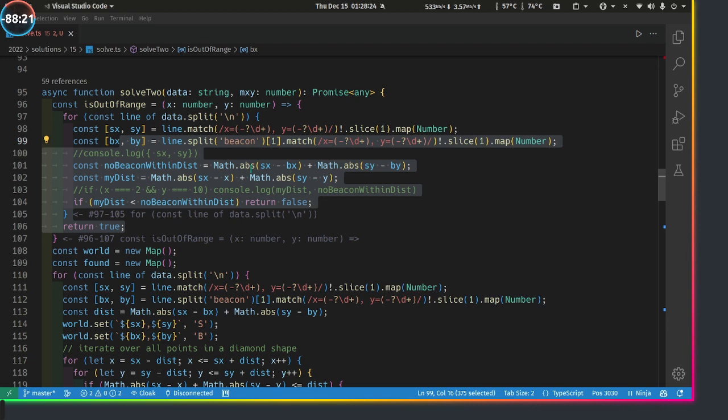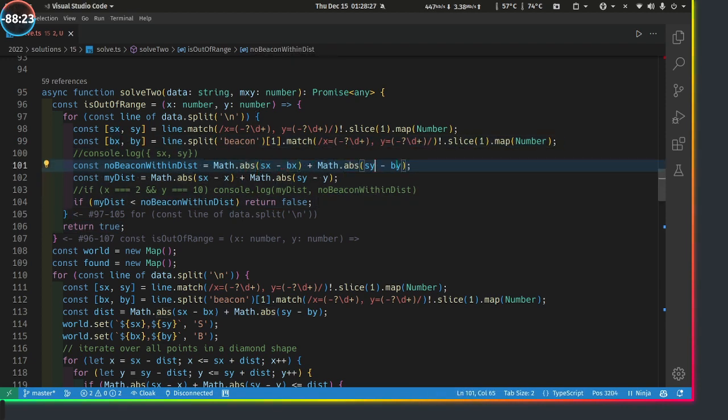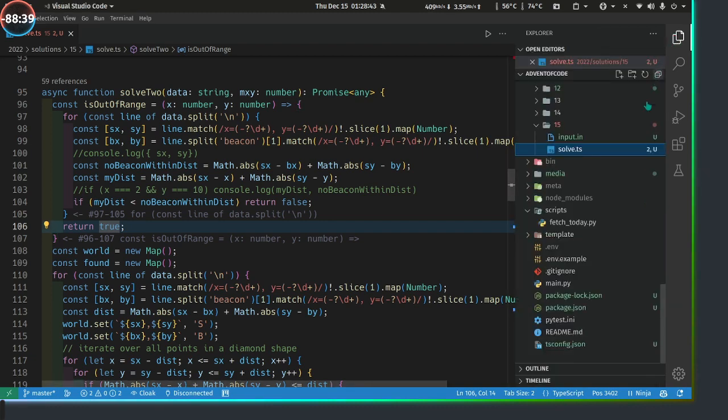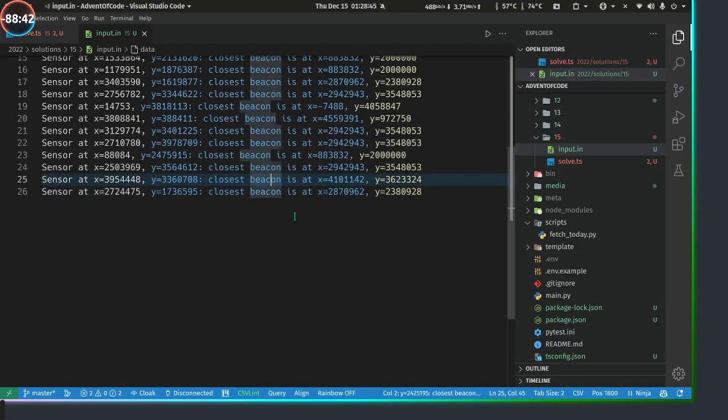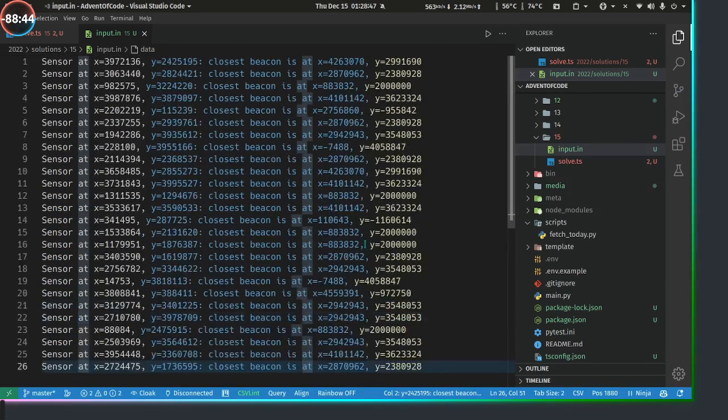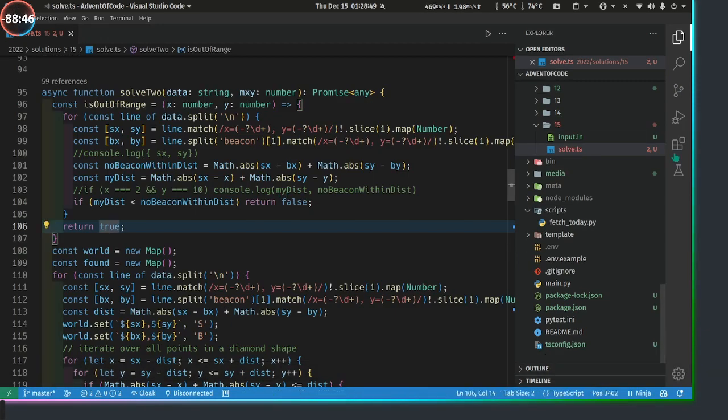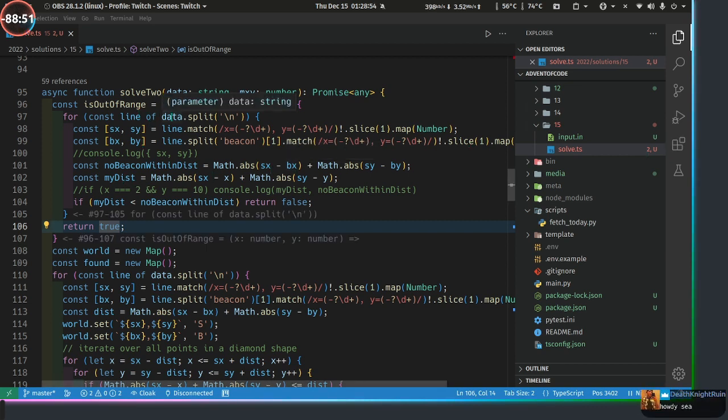Okay, so this is beacon, sensor beacon, sensor beacon. Sensor X, sensor Y. If this one's less than this one, false. Otherwise, live life, be true. This is how math works. I mean, the input would be broken if it was parsing wrong. The input's not broken. For line and data split, that works.